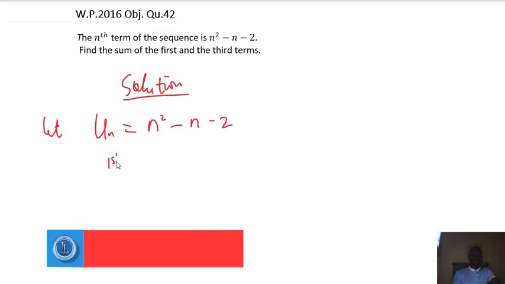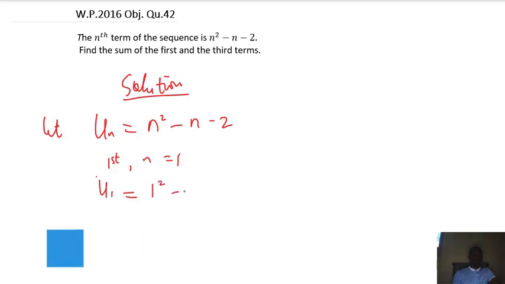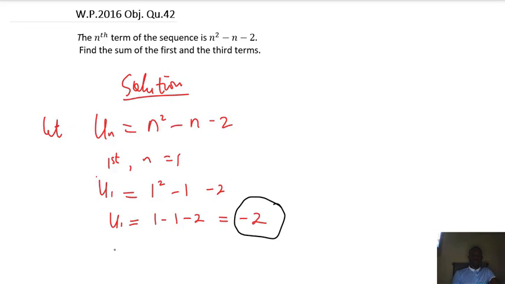So first term is n equal to 1. So we have U1 will be equal to 1 squared minus 1 minus 2. So U1 will be equal to 1 minus 1 minus 2. So we got it to be minus 2. So meaning this will be our U1.